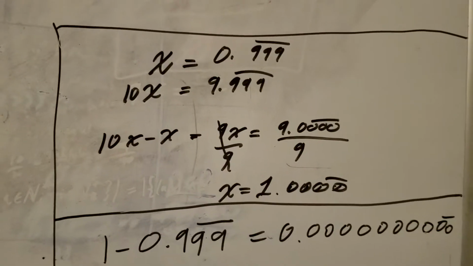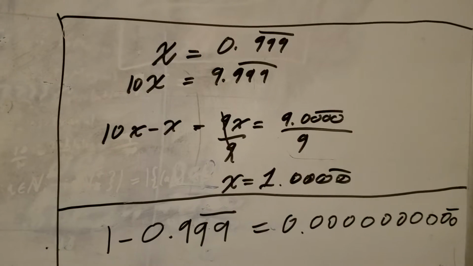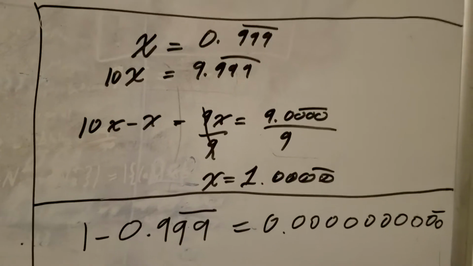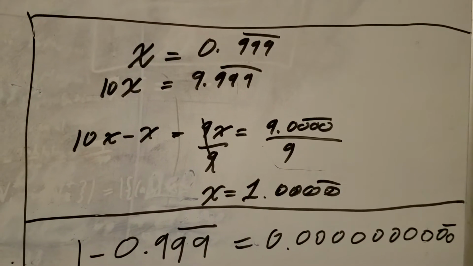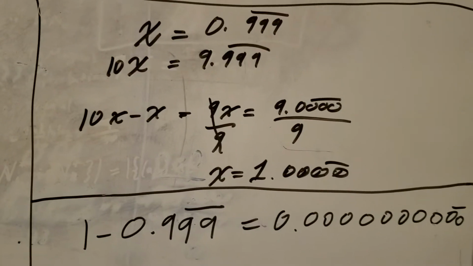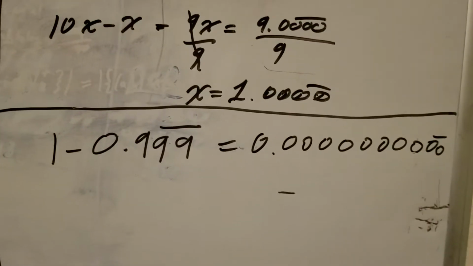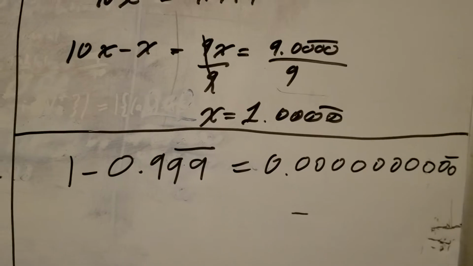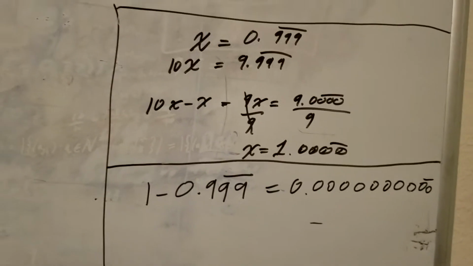Elementary algebra: x equals that. 10x equals that. Decimals move when you multiply by 10. Lo and behold, subtract those two. 9x equals 9.0 repeating. Divide by 9. x equals 1.0 repeating. Here's another one. 1 minus that equals zeros repeating. But elementary algebra doesn't deal in the infinite case.